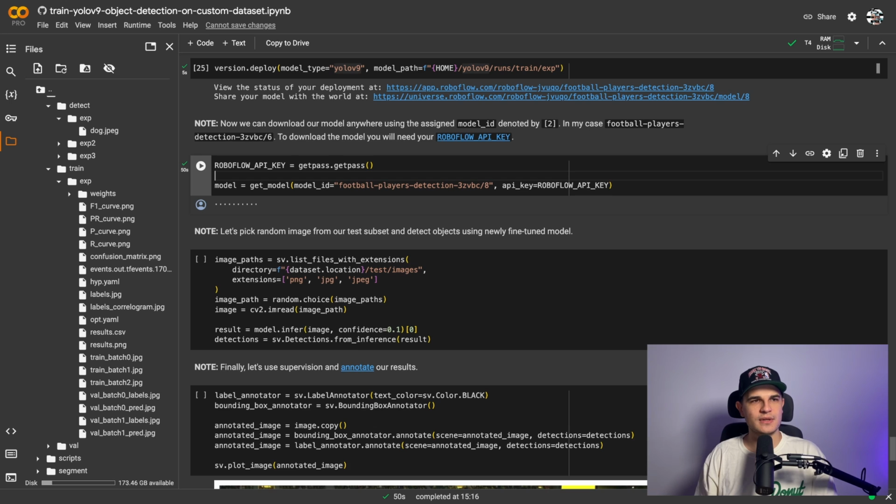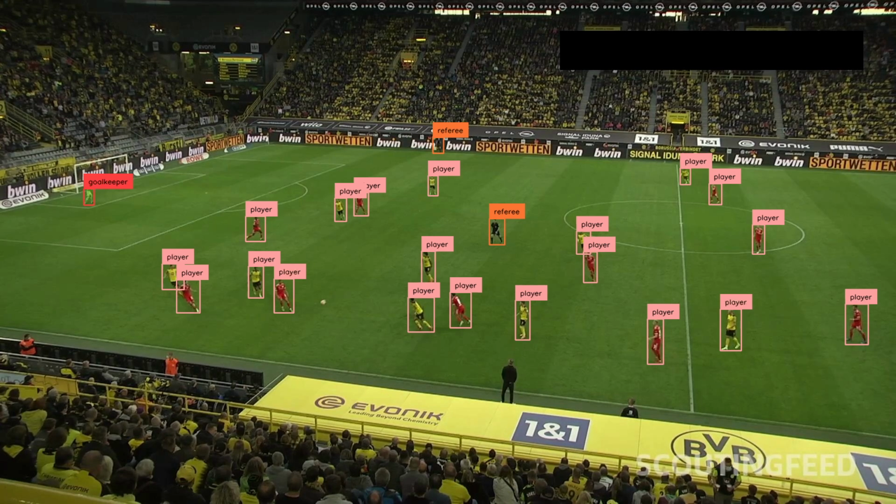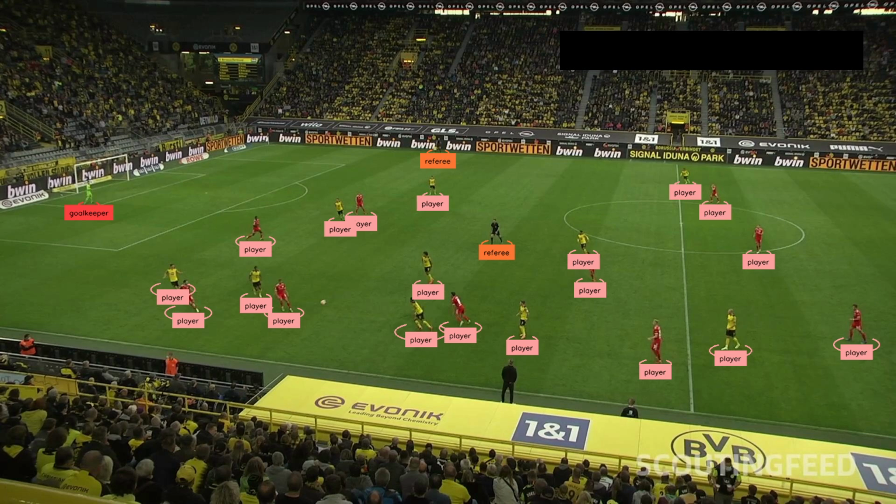Once the model is loaded, we can choose a random image from our test set, load it using OpenCV and run it through the model. Finally, using Supervision, we visualize the result. Since Supervision offers a variety of different annotators, we can choose something more suitable for our use case. For example, the ellipse annotator. Funny how such a small change can make the results seem much more interesting.